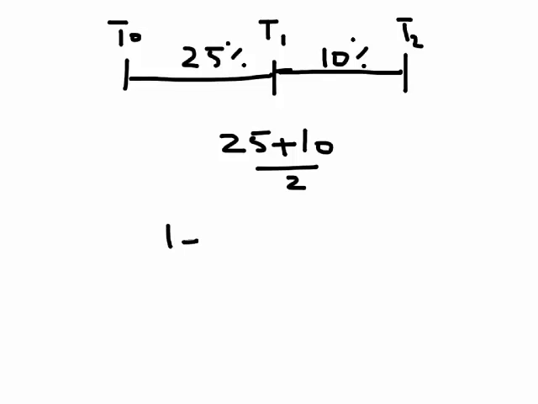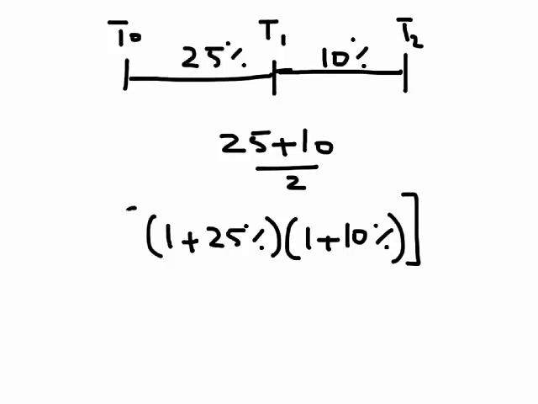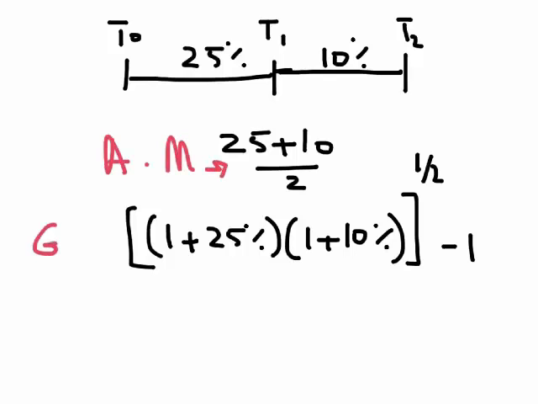What we do is 1 plus 25% multiply by 1 plus 10%, all raised to 1 by 2 minus 1. This is arithmetic mean which we do not use. This is called geometric mean. This is what we use. The square root, this would have been 3 if we were talking about 3 years. It would have been 4 if we were talking about 4 years.